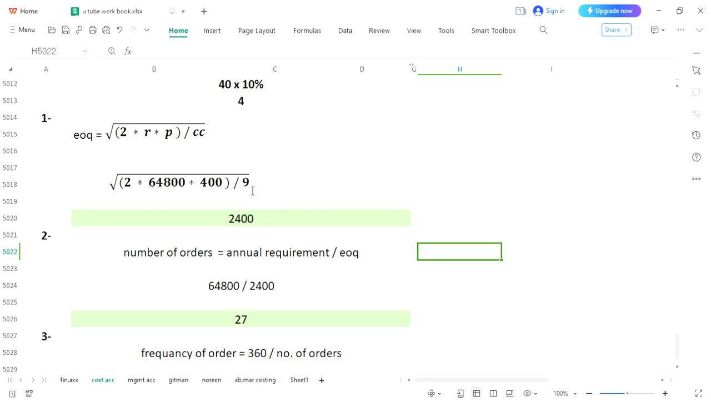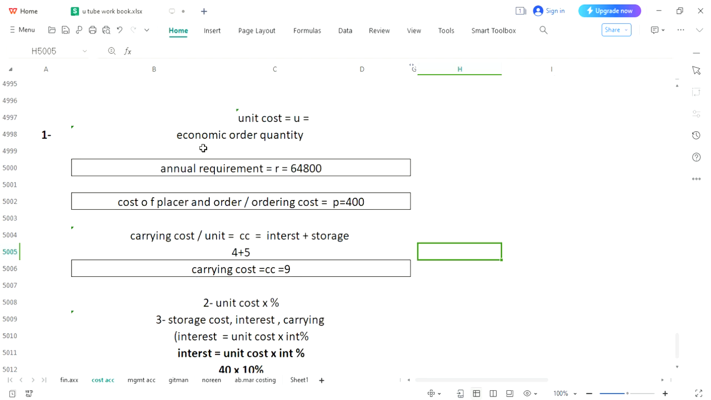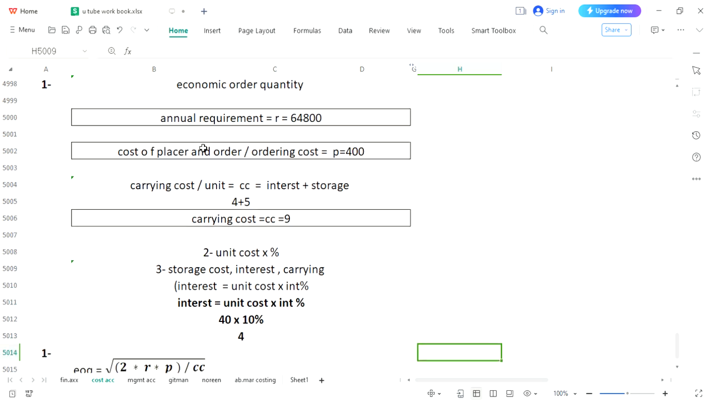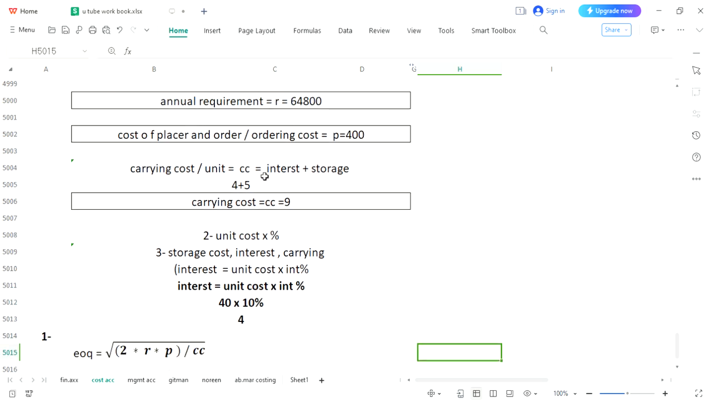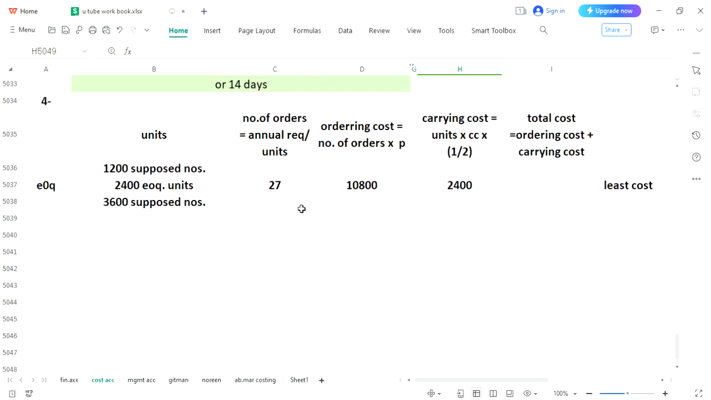Carrying cost was just calculated over here. You can see 9 was your carrying cost, but I will let you know how. Just reminding you, in carrying cost there were two factors, interest and storage. Interest you calculated by taking 10%, and storage was given in the question as 5. So the total carrying cost is 9. So number of units 2400, multiplied by 9 carrying cost, and multiplied by 1 over 2. 1 over 2 means 1 divided by 2, and you will get 0.5. In this way carrying cost is calculated.